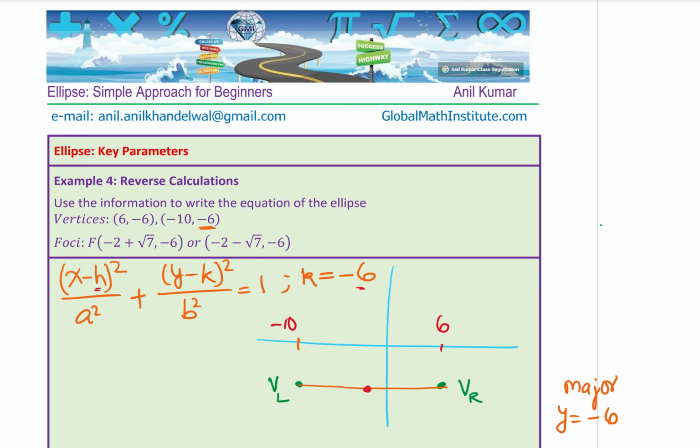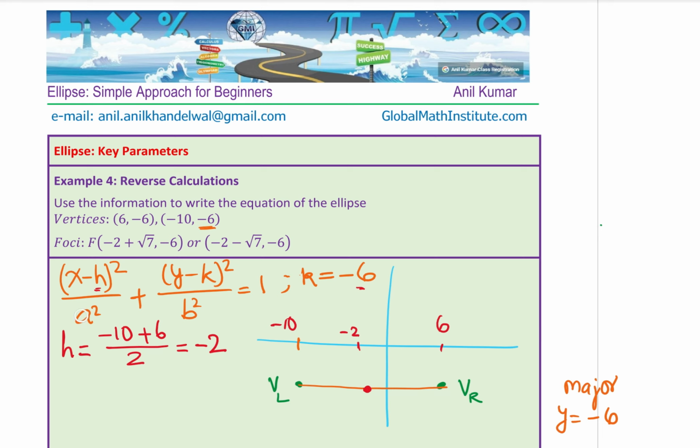We need to figure out what this point is. So the center will be at h. The h value, the x value of the center, will be minus 10 plus 6 divided by 2. That gives you minus 4 divided by 2, or minus 2. So we have the h value at minus 2. You get the idea. So we have found the k and h values in this particular case.